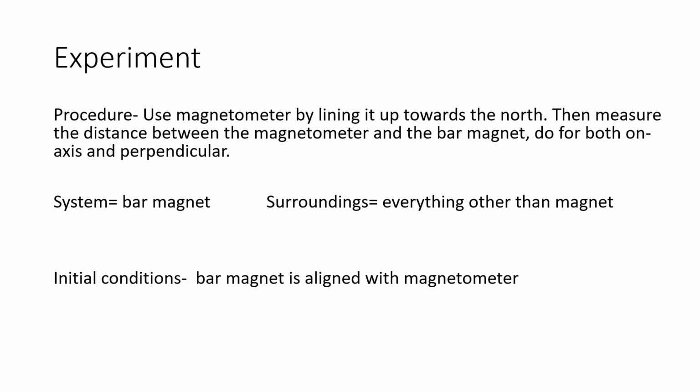And the system is the bar magnet, and the surroundings are everything other than the magnet. And the initial condition, as is stated in the procedure as well, is that the bar magnet is aligned with the magnetometer.